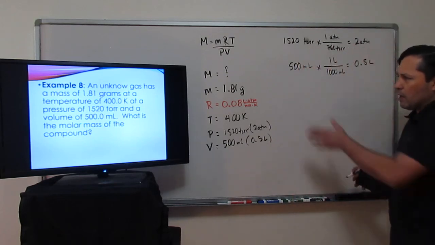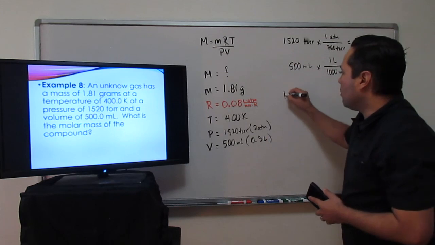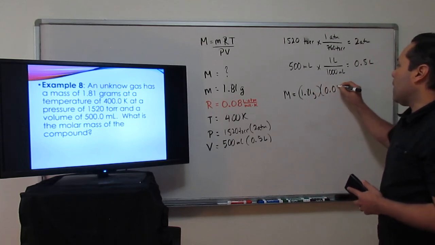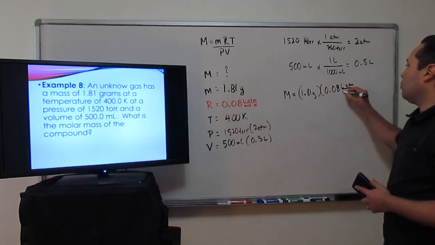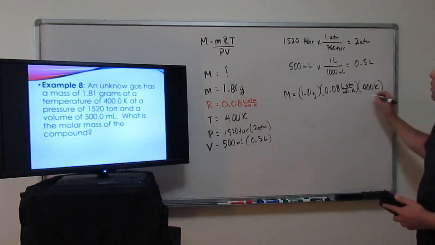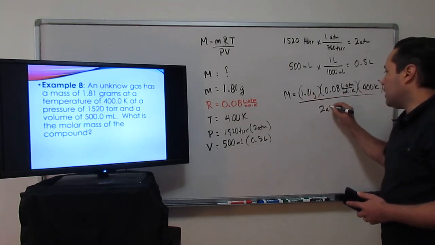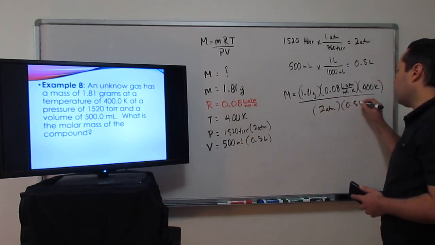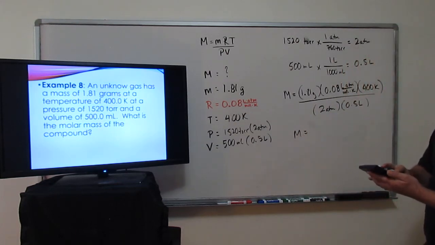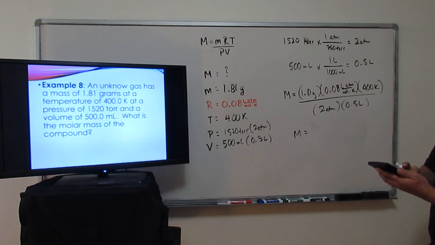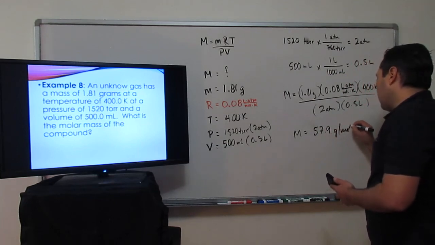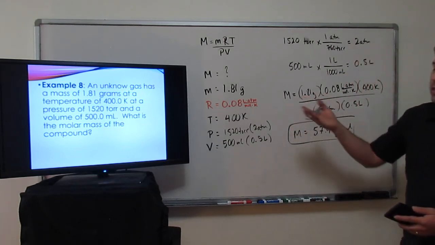Alright, now we have the proper units. Plug it in to solve for the molar mass of this gas. It is 1.81 grams, 0.08 liters times atmospheres over moles times Kelvin. Alright, temperature 400 Kelvin divided by 2 atm multiplied times 0.5 liters. So 2 times 0.5 is just 1. So it's going to be 1.81 times 0.08 times 400 gives us 57.9 grams per mole. And that is our answer for example number 8.